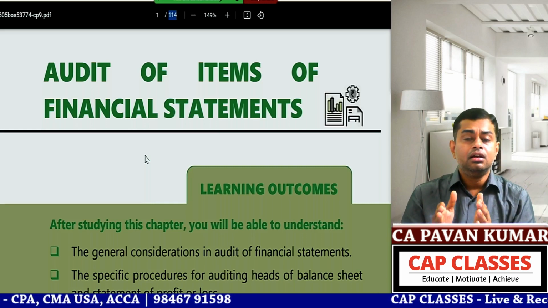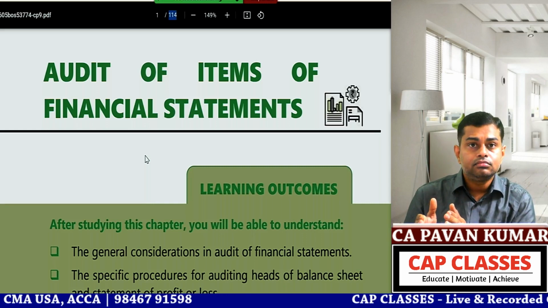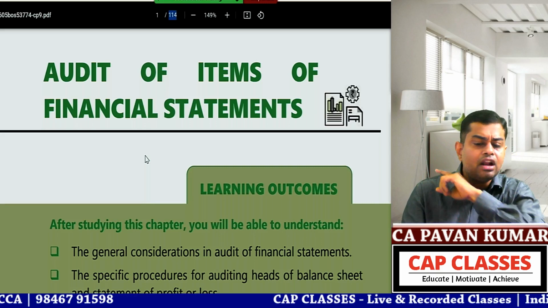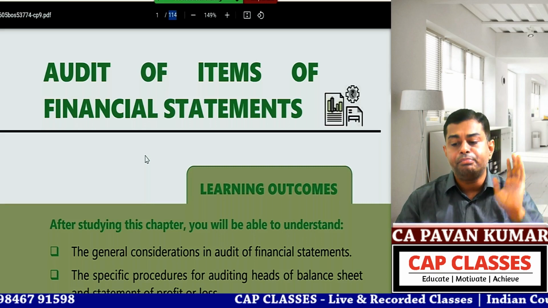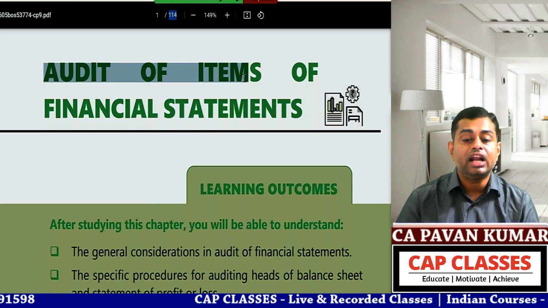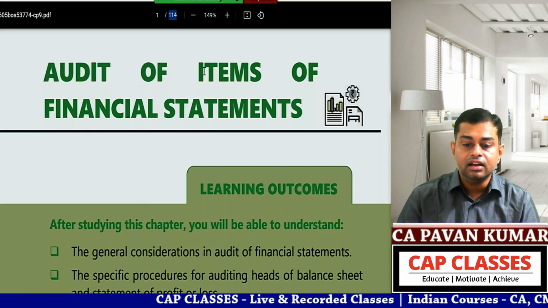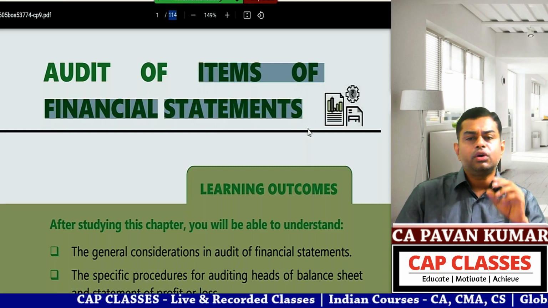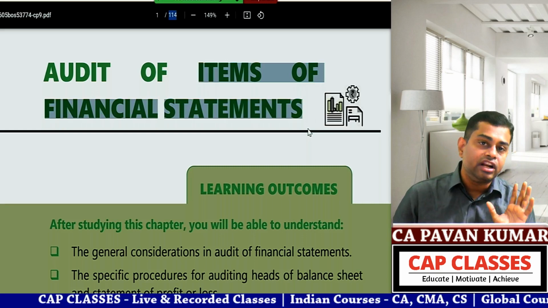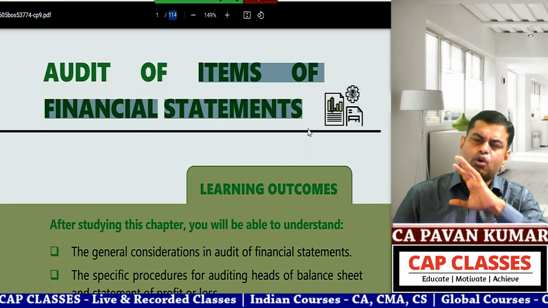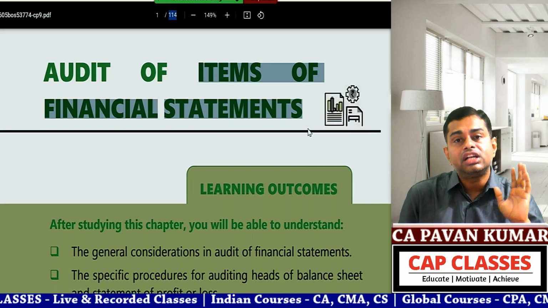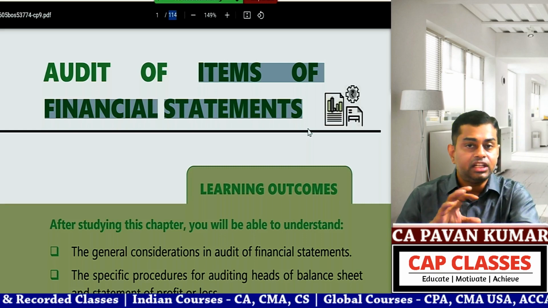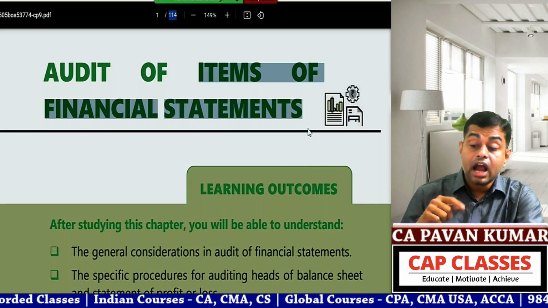So basically, Schedule 3 pro forma, Schedule 3 presentation, Schedule 3 disclosure should be kept in mind in all the questions, because audit of items of financial statements is what we are studying. Items of financial statements are governed by Schedule 3 requirements. So in every question, essentially that Schedule 3 element will come. One line will be there in every question, whatever the question asked from this chapter. Presentation and disclosure.